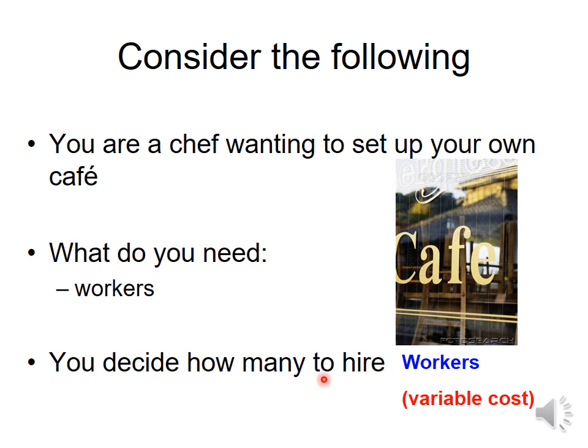Now you also need workers. Now how many workers you need is variable, right? So in this case, you decide how many workers you want to hire based on how much output you want to produce. Okay, so workers are variable. So variable factors incur variable costs. Okay, depending on how much you want to hire. You don't hire anybody, then your variable cost will be zero, assuming that workers are the only variable factors you need.